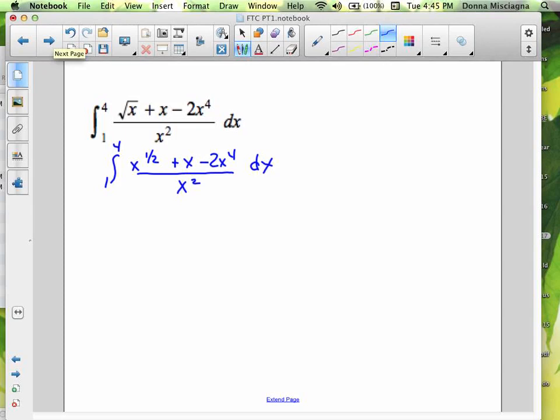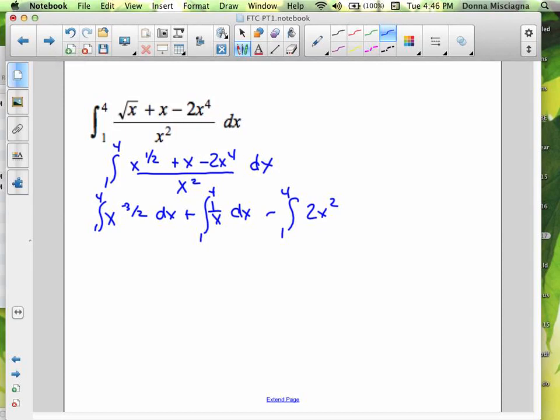So this would be x to the negative 3/2 from 1 to 4 dx, plus this would be x to the negative 1, or 1 over x. And I think I'm just going to write it as 1 over x dx. And then negative 2x to the 4th divided by x squared is going to be 2x squared. All right? So 2 are power rules and 1 is not. All right, so we have a negative 3/2. If we add 1 to it, that's going to be a negative 1/2.